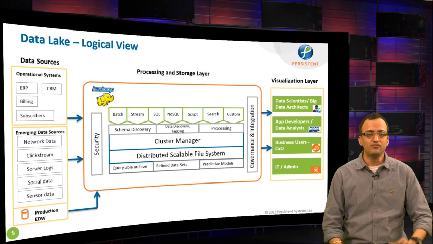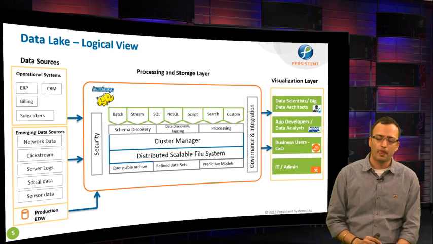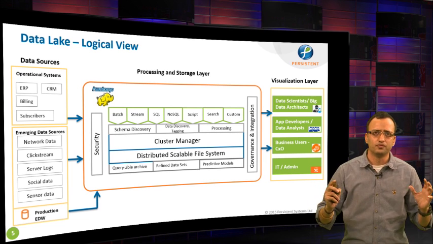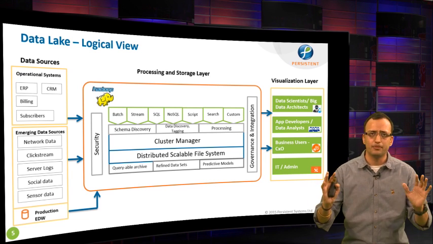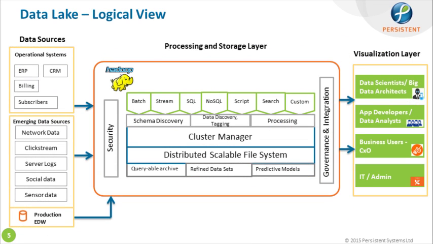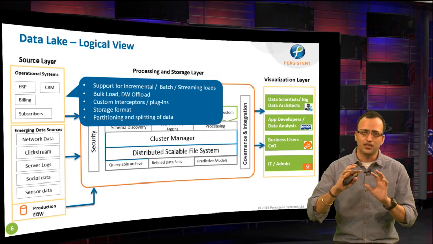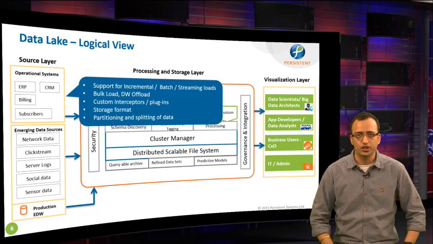Now I'll give you a logical view of the data lake. Very simple. There are only 3 layers. On the left-hand side, you will see the data source layer. In the middle, you will see the processing and storage layer, and on the right-hand side, you will see the visualization. Very simple. Don't think about too many complex architectures here.